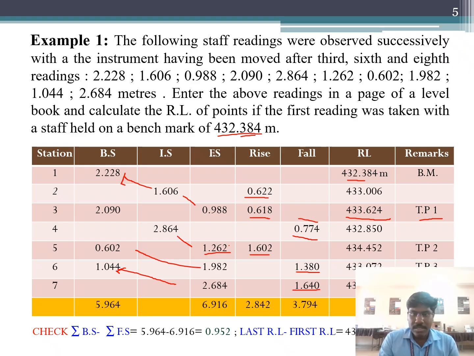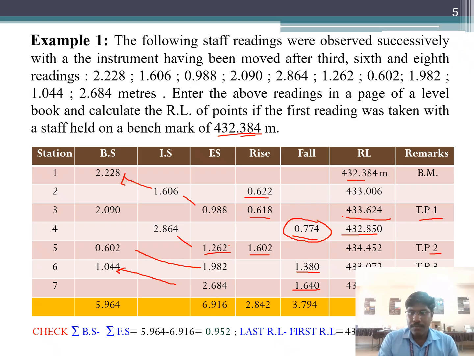Next here the value is negative, right? 0.774 is negative. So now we take this RL 433.624 minus 0.774, and we are getting 432.850. Again here it is positive, that means rise 1.602. So we add this value: 432.850 plus 1.602 is 434.452. In remarks for your reference, you can write turning point 2.